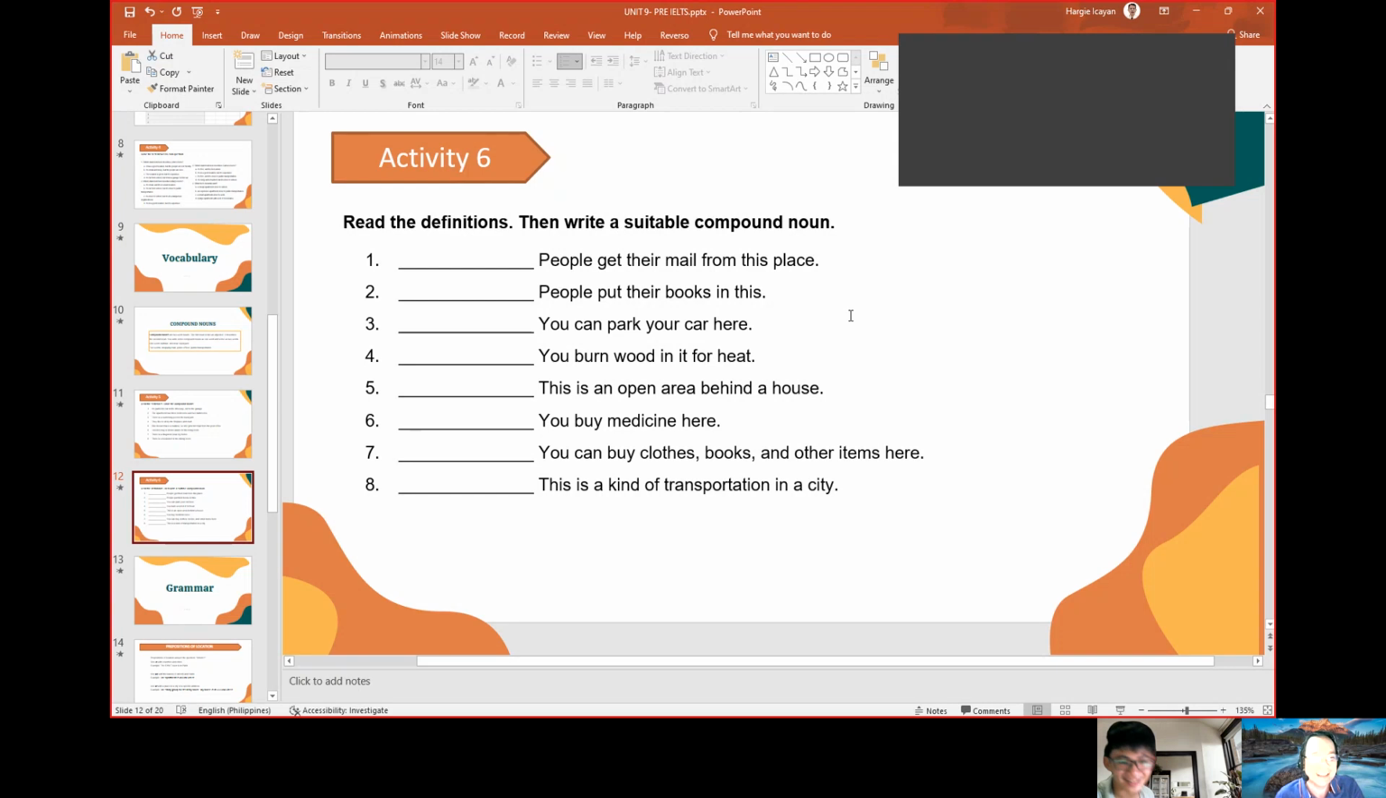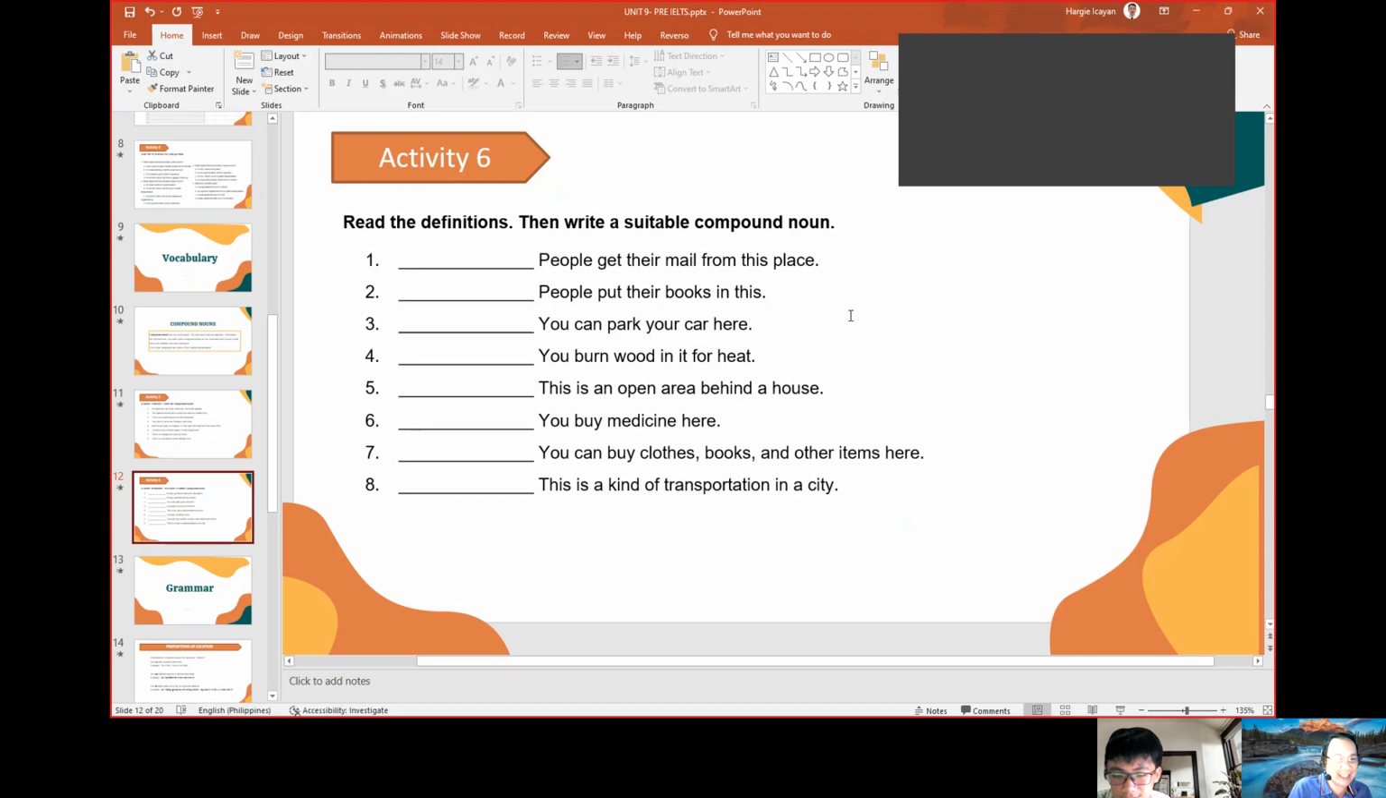Okay, let's go back. Next, number 5. This is an open area behind a house. So we call it garage? No, again, back. An open area behind a house. It's behind the house. It's a back... yard. Our backyard. So an open area behind the house is a backyard.